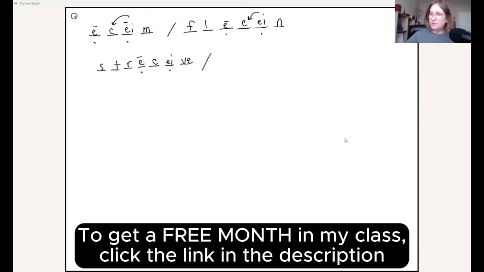Okay, your word is perceive. Pre, not per. Perceive. P-r-e-c-e-v. Perceive. Make sure that you have the lines and the dots in the same place as I do on the board. Perceive. Very good.